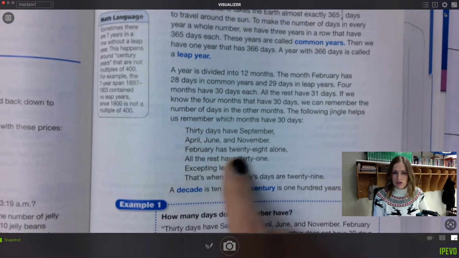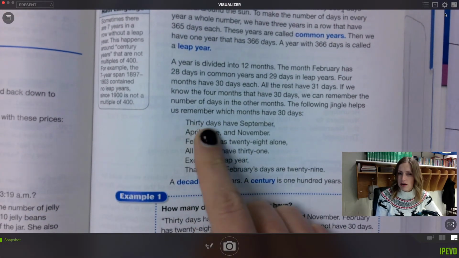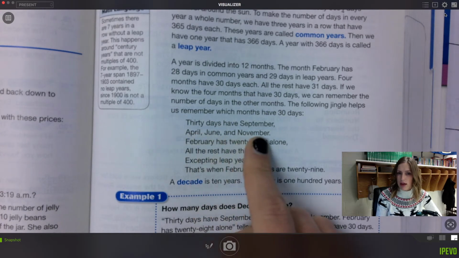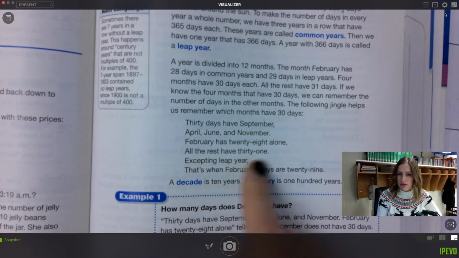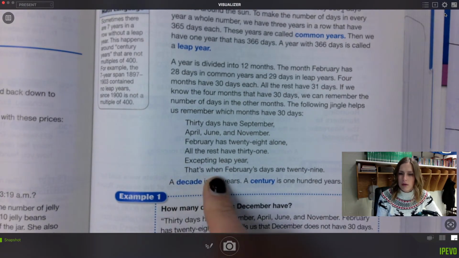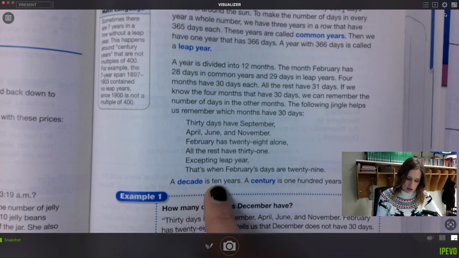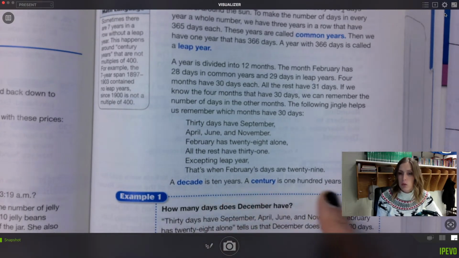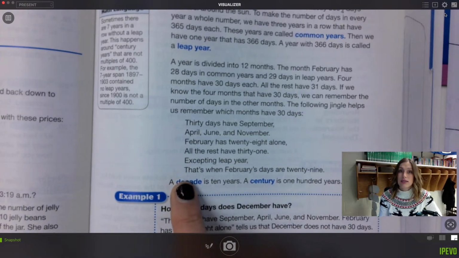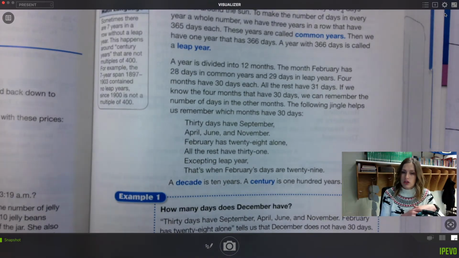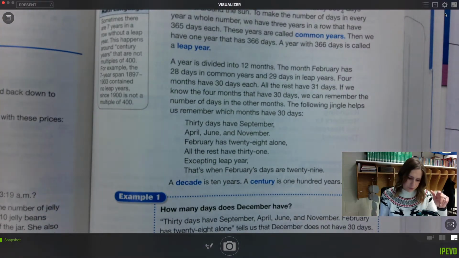Now, we've got this little chant that can help us remember this. 30 days have September, April, June, and November. February has 28 alone. All the rest have 31, except in leap year when February's days are 29. We also have a decade that is 10 years, and a century is 100 years. Okay, so decade is going to be 10, century is 100.